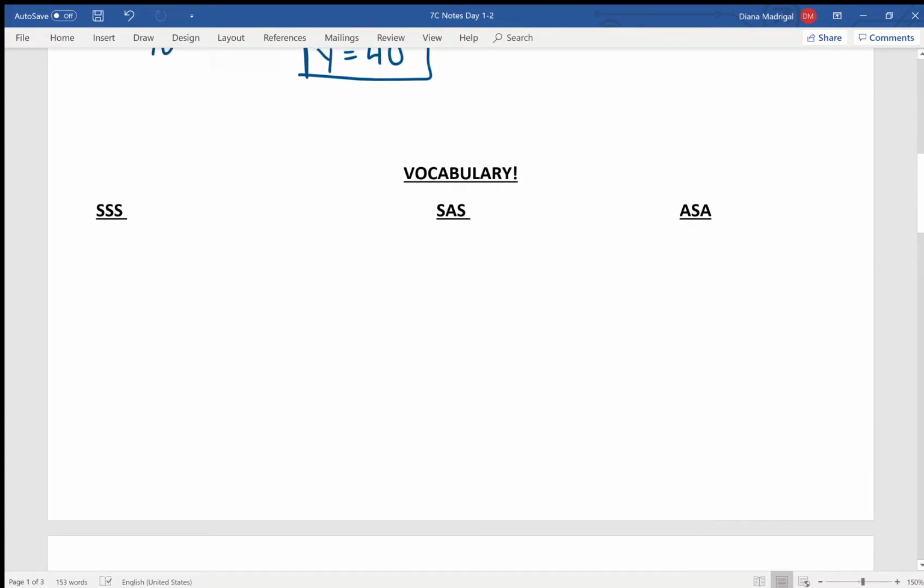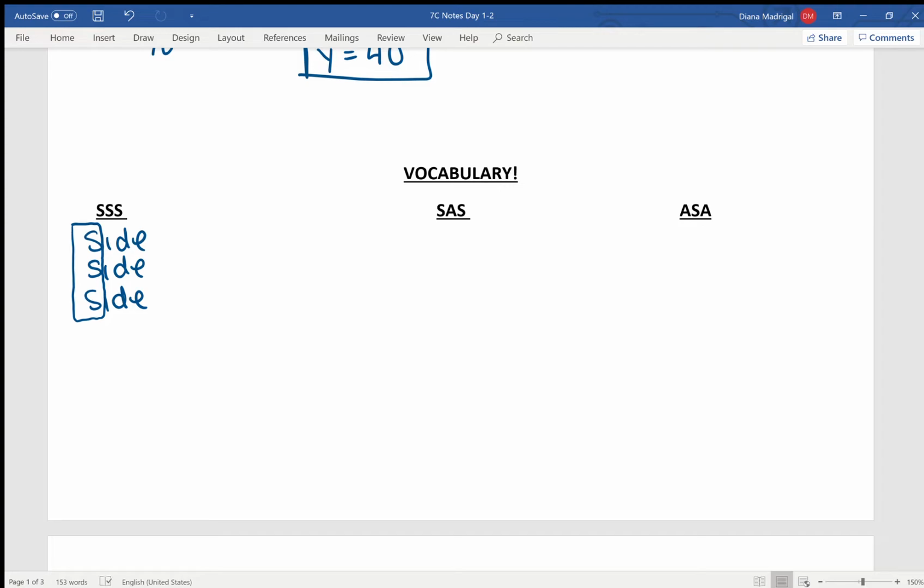All right, just like we learned some theorems about triangles, there's more to triangles. We know that all angles in a triangle equal 180. We know isosceles triangles have two equal sides and two equal angles. And to prove triangles congruent, we're going to learn new vocabulary: side, side, side, or side, angle, side. Okay, so here we go. SSS stands for side, side, side.